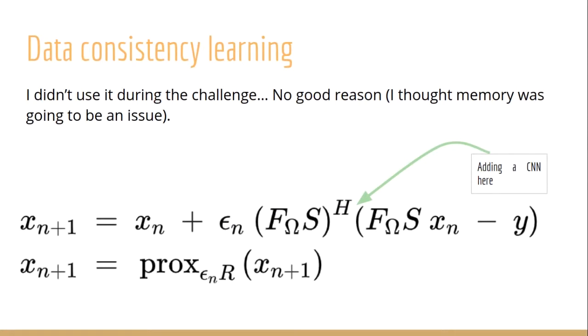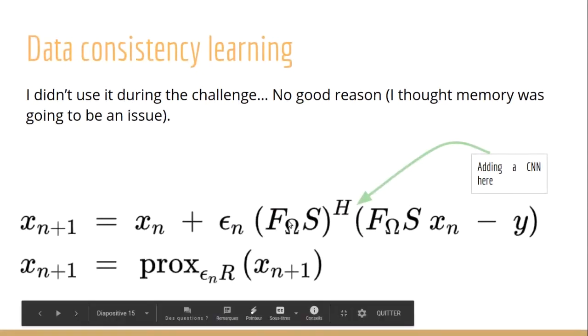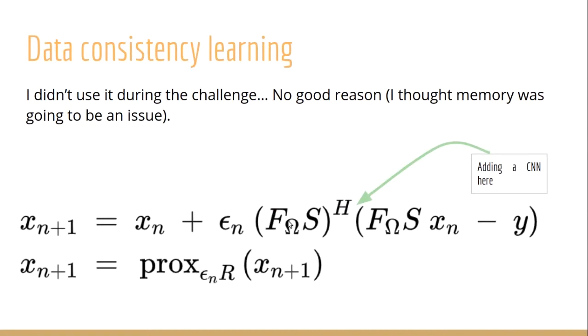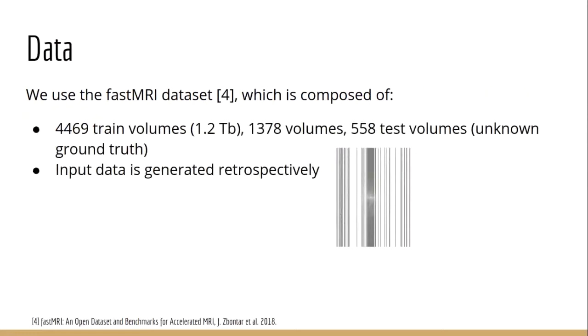But if you wanted to use data consistency learning in a setup where memory was not an issue, then basically what it would amount to is to add a convolutional neural network at this stage here. So when you're doing the proximal gradient descent, here when you're doing the gradient of the L2 term, you would correct it. You would learn how to correct it best with a convolutional neural network. So that was it for the XPDNet.